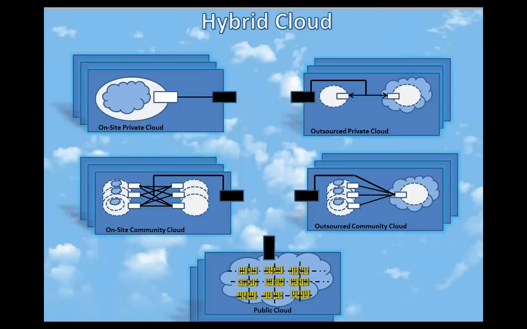It can be the other way around also. They can communicate with one or two kinds of cloud, or they can talk to each other. So such a setup is called a hybrid cloud. This is hybrid cloud.